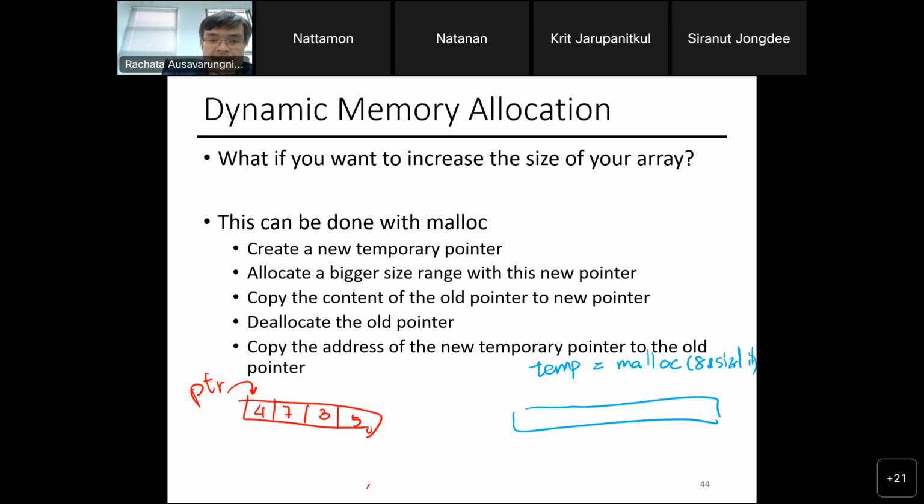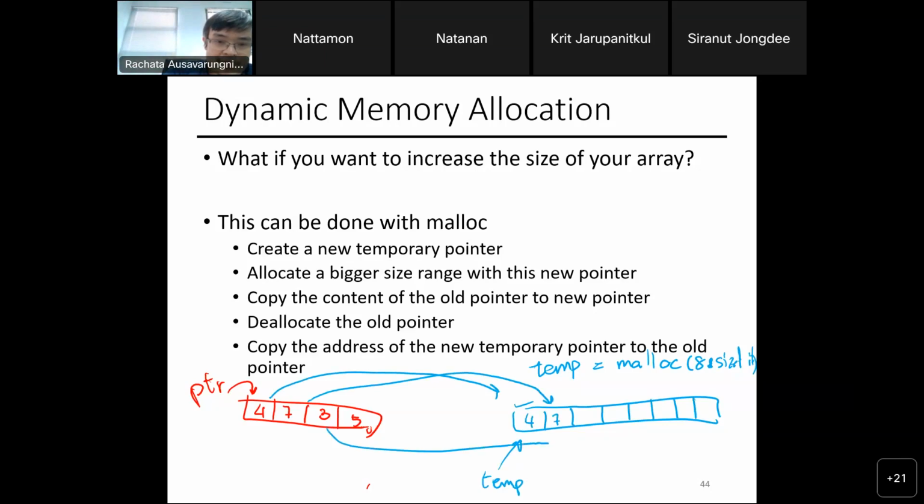So you get a temp array, temp points here, and you have 8 slots for your numbers. That's the second step: you create a temp pointer. Then you copy the content. So 4 gets written here, 7 goes here, 3 goes here, and 5 goes here. You now copy the content of the array. Then you deallocate. This is done by the command free(ptr). It basically returns this back to the OS, saying, hey, this is free, you can use it later.